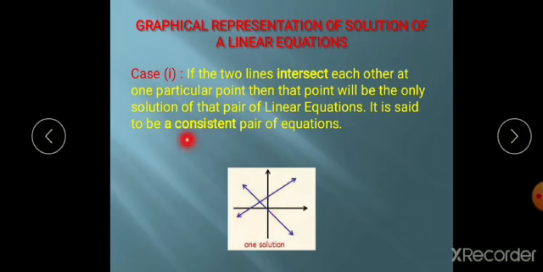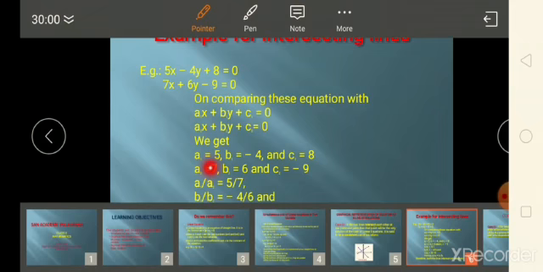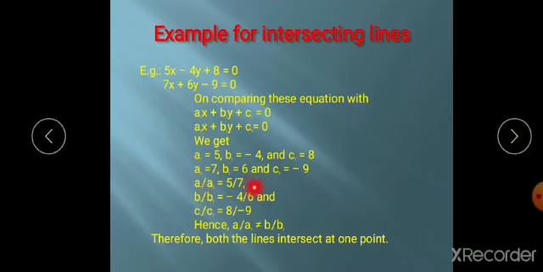Now let me see the second example of intersecting lines. Take 5x minus 4y plus 8 and 7x plus 6y minus 7. Compare with a1, b1, c1 and a2, b2, c2. a1 is 5, b1 is minus 4, c1 is 8. In the same way, a2 is 7, b2 is 6, c2 is minus 7. If you divide a1 by a2, b1 by b2 and c1 by c2, we get a1 by a2 is not equal to b1 by b2, which is not equal to c1 by c2.